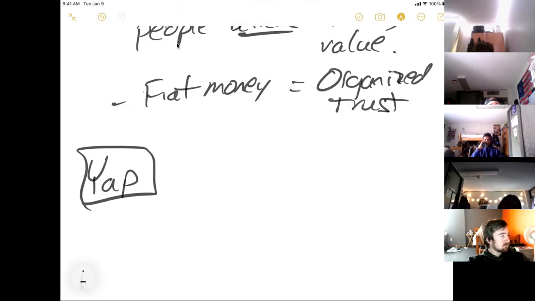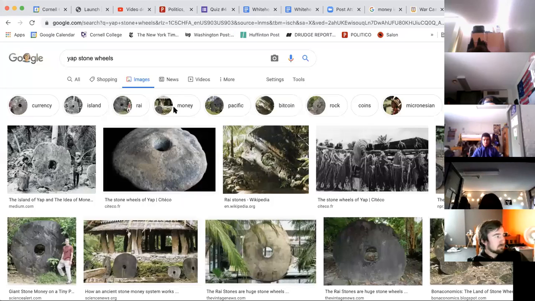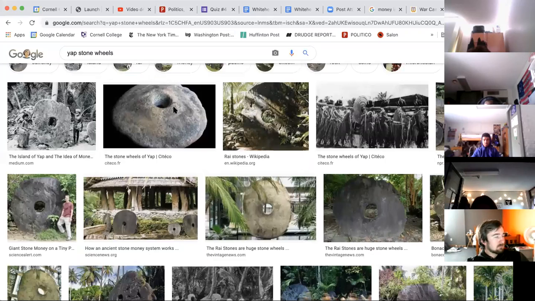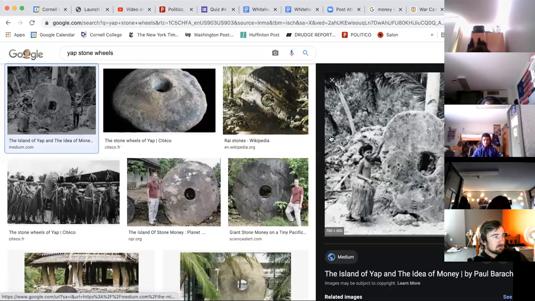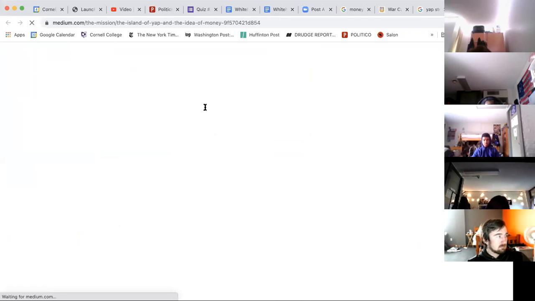But one of the interesting things about Yap is that it has these big stone wheels on it. I'm going to show you a picture of what these stone wheels look like. If any of you have ever been to, for instance, the Natural History Museum or the Smithsonian, they have one of these pictures. But here you can see these stone wheels that are on the island of Yap, right? And these things are pretty big, right? Some big stone wheels.